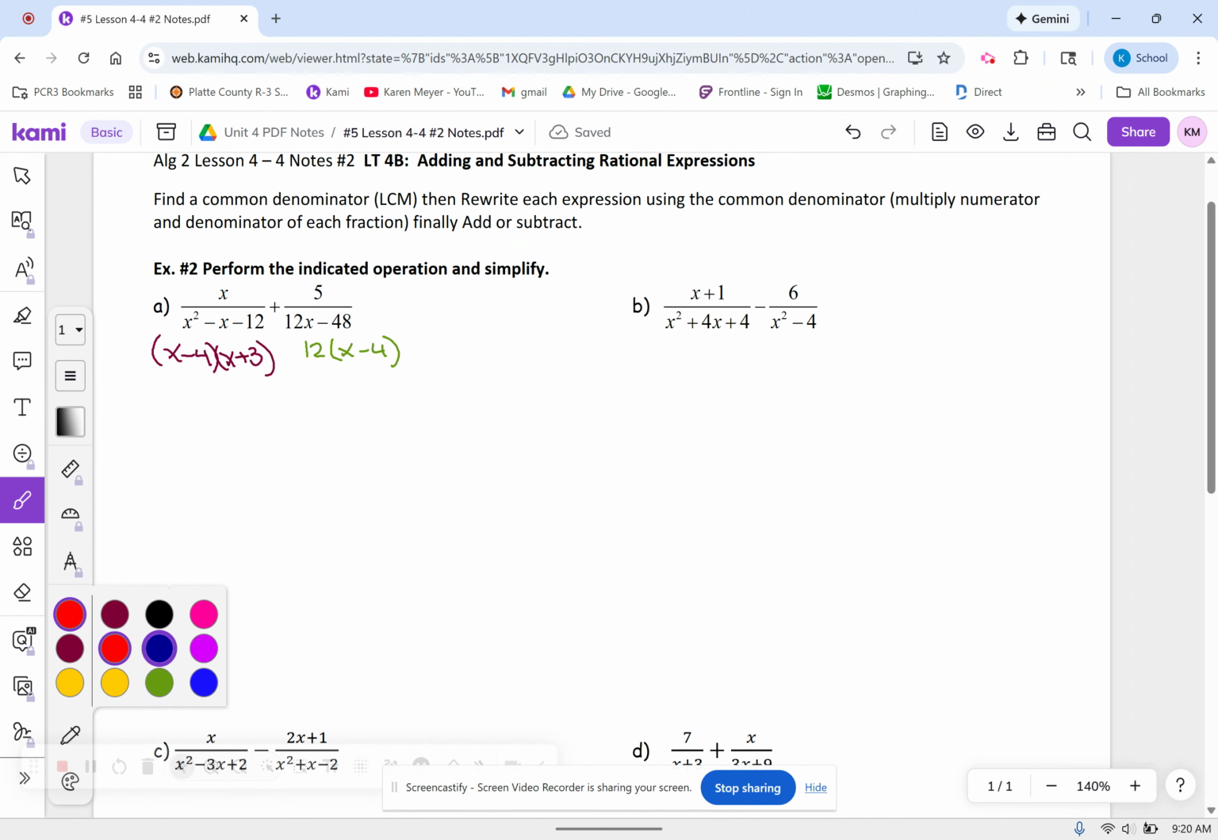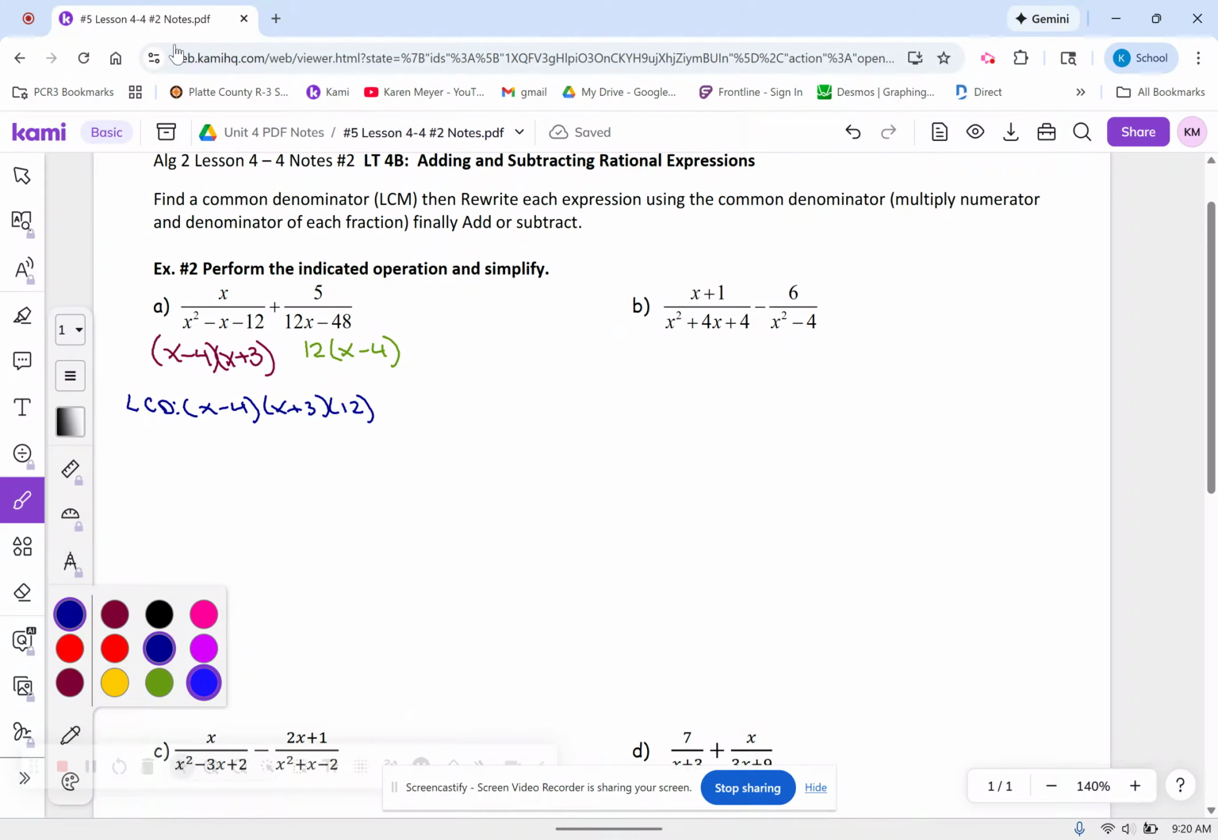And now you want to list your LCD. Remember we talked about the other day, anything they share in common, you write down one time. So that would be x minus 4. And things they do not share, you must also include, so x plus 3, and also the 12.